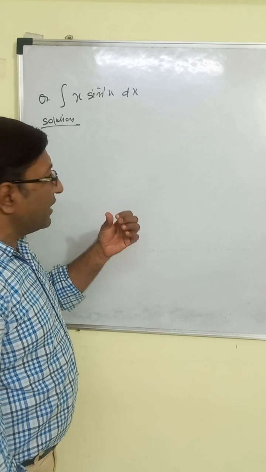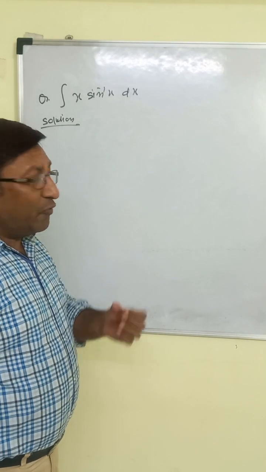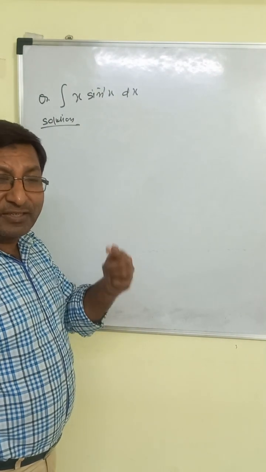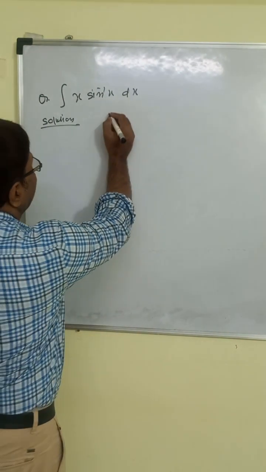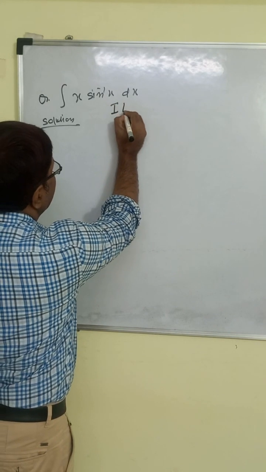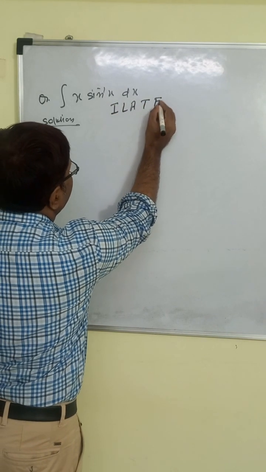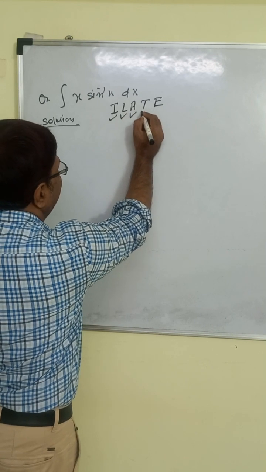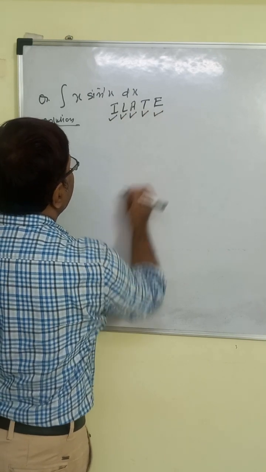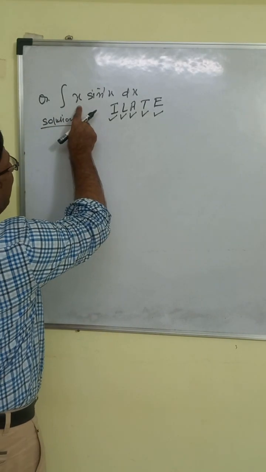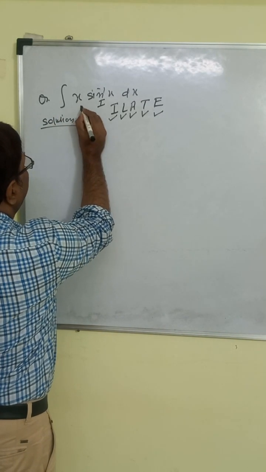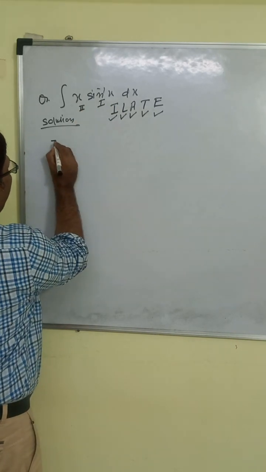In integration by parts, the most important thing is which function we take first and which function second. Just apply the ILATE technique. I for inverse, L for logarithm, A for algebraic, T for trigonometric, E for exponential. Here an algebraic function and an inverse function are given, so inverse will be first and algebraic function will be second. Now we will solve.